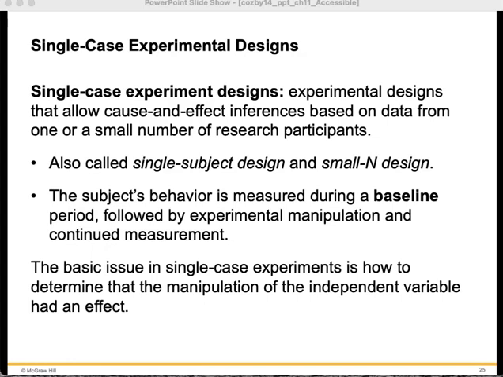But there is a problem: there could be many explanations for the change other than the experimental treatment. So really what we're talking about is that there could be alternate explanations. For example, some other event may have coincided with the introduction of the treatment. The single case design described in the following section addresses this problem.